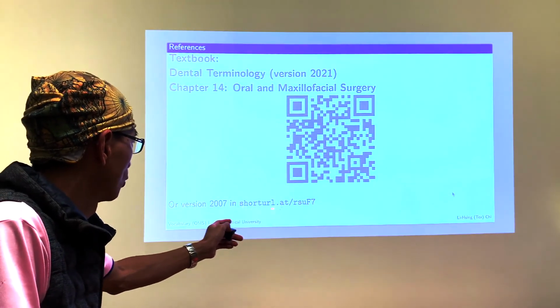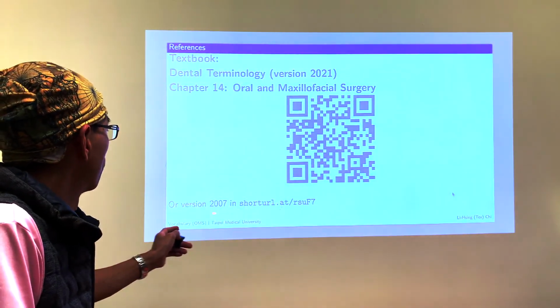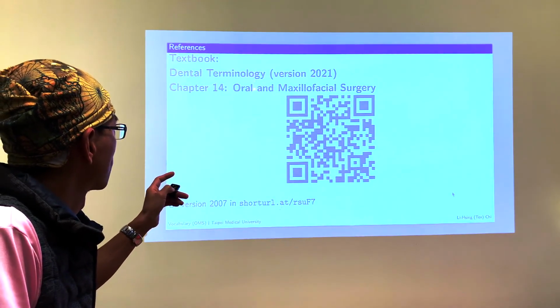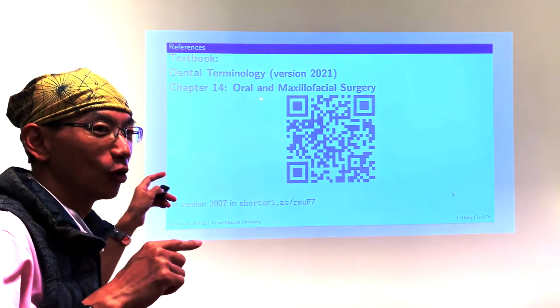Okay, so finally we finished today's lecture, and please use the QR code, or you can use that short URL here, from here to here. Alright, you have access to this version of the dental terminology textbook. Today our topic is chapter 14, oral surgery.